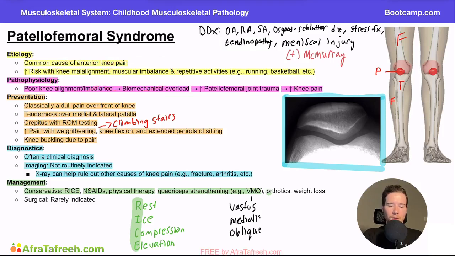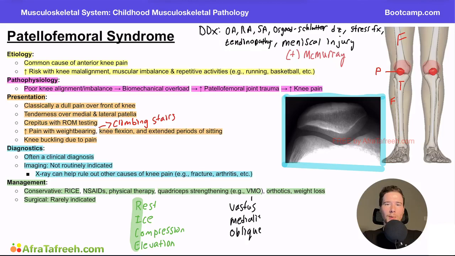Additionally, some other options include things like orthotics and weight loss, right? Anytime we take off weight from the body, we're taking off the pressure that's put on the joint itself. So this can help relieve some of the symptoms. Now, patients may rarely need surgical intervention. However, this is the last resort, and I would say it's unlikely to be the answer on test day. So really make sure that the patient can't improve with conservative measures before you pick this option.